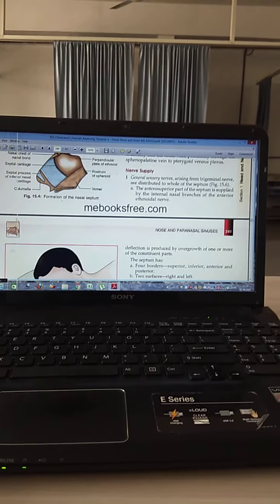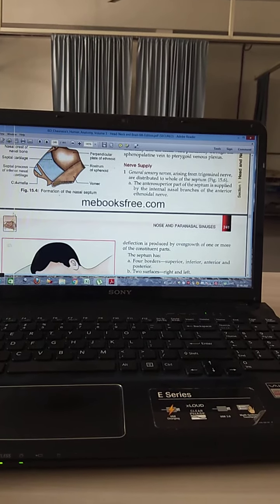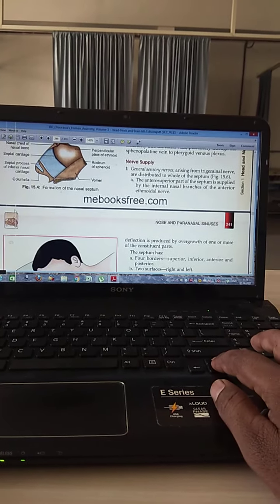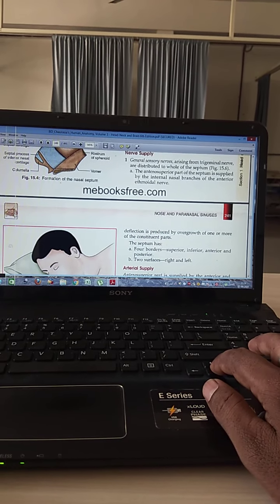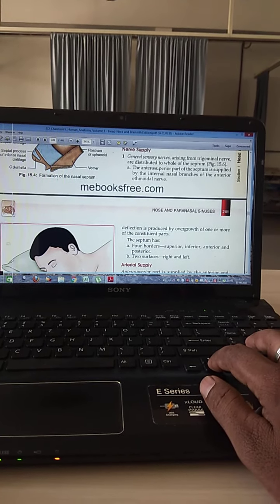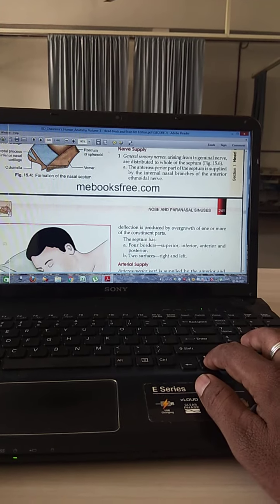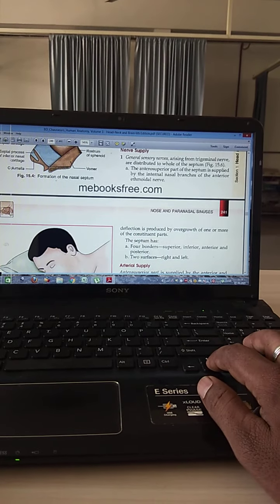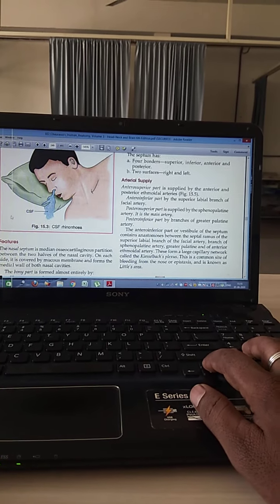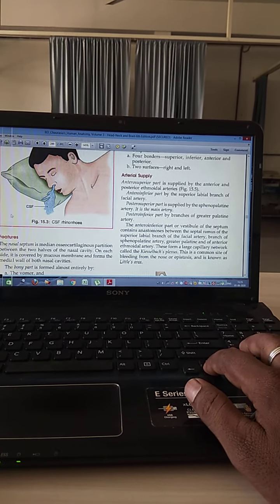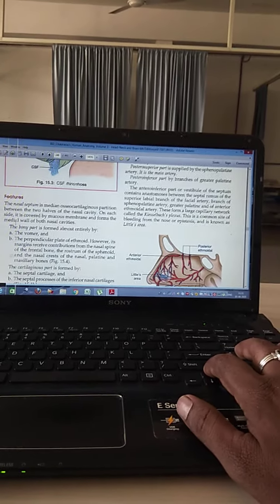Now its nerve supply. General sensory nerves arising from the trigeminal nerve are distributed to the whole of the septum. The superior part of the septum is supplied by the anterior nasal branches of the anterior ethmoidal nerve. Now, this is the figure of the septum features.